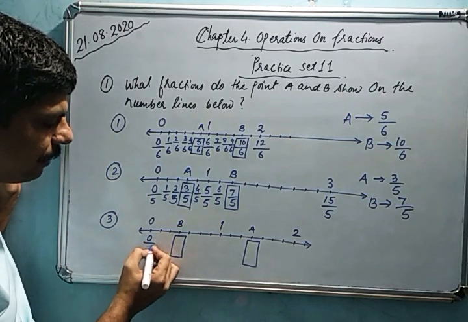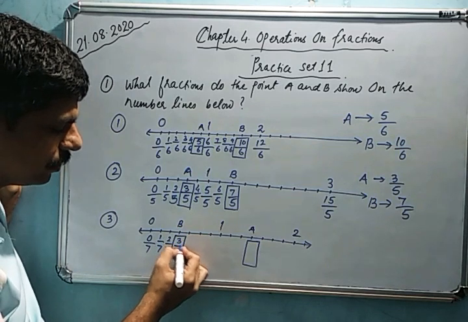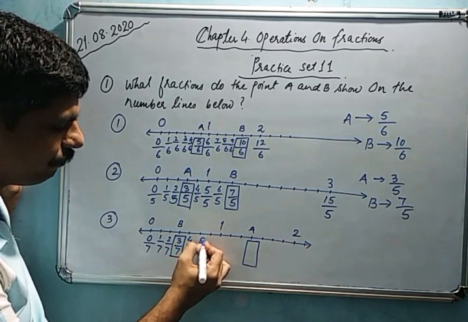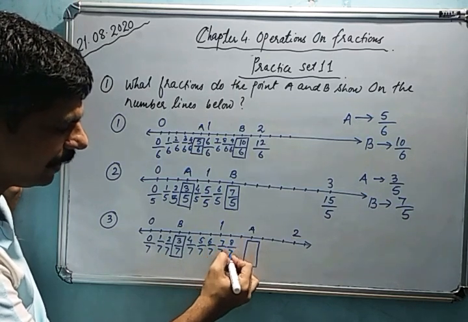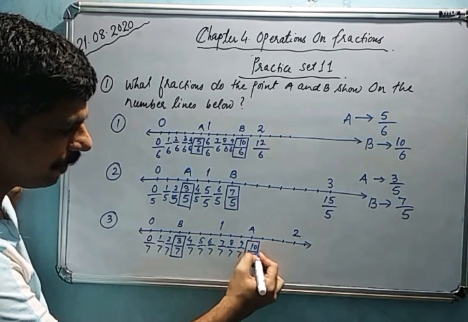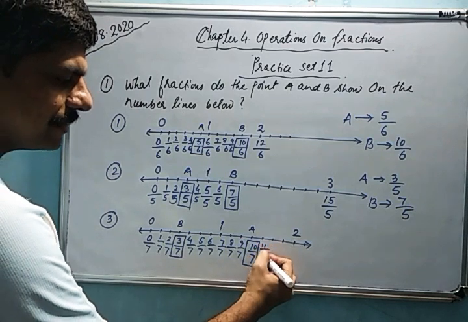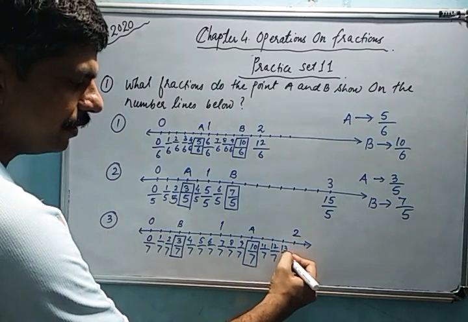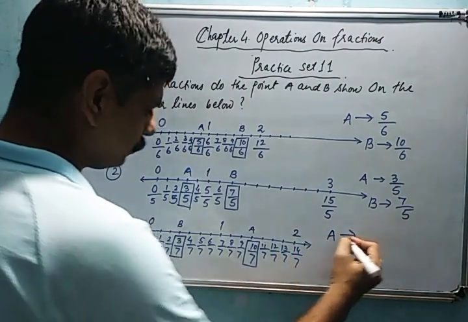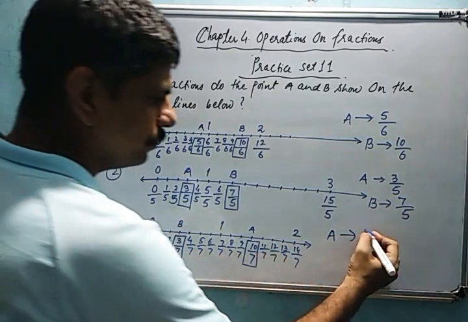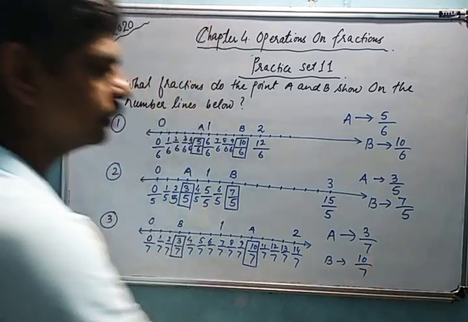So it's very simple. I'll write 0 by 7, 1 by 7, 2 by 7 and A is 3 by 7. Then 4 by 7, 5 by 7, 6 by 7, keep on counting 7 by 7, 8 by 7, 9 by 7, and finally I got 10 by 7. This can be continued further. 11 by 7, 12 by 7, 13 by 7, and 14 by 7, which is 2. So our answer is A is 3 by 7 and B is 10 by 7.